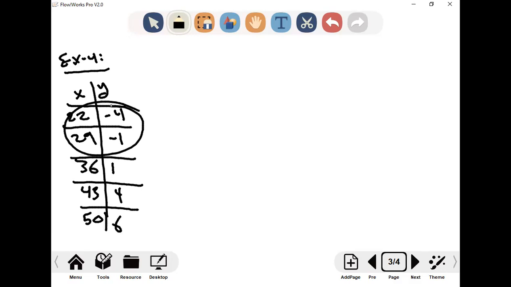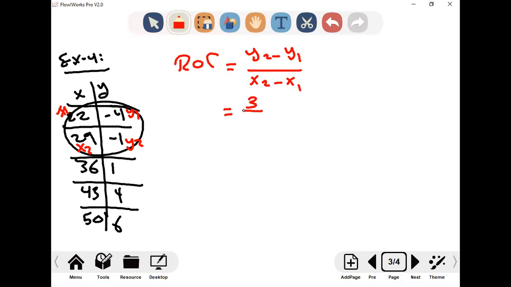Take the first 2 points and find the slope for them, sorry. So this is x1, y1, x2, y2, and apply. And don't forget the rate of change, how we find it as the slope, y2 minus y1 over x2 minus x1, apply. -1 minus -4, +3, right? Over 29 minus 22, 7. So it's 3 over 7.